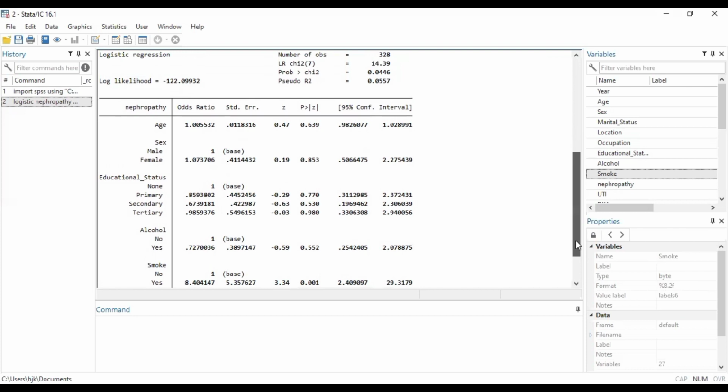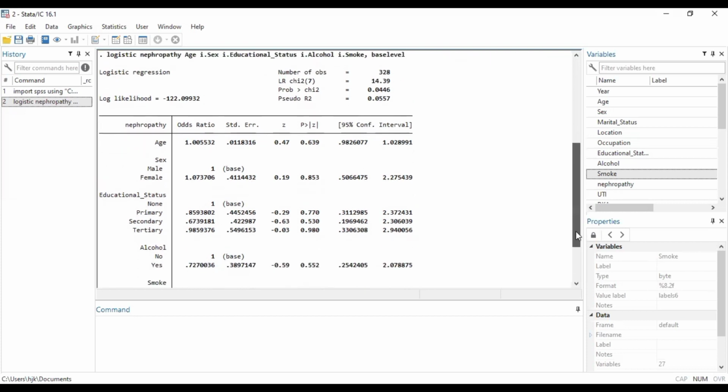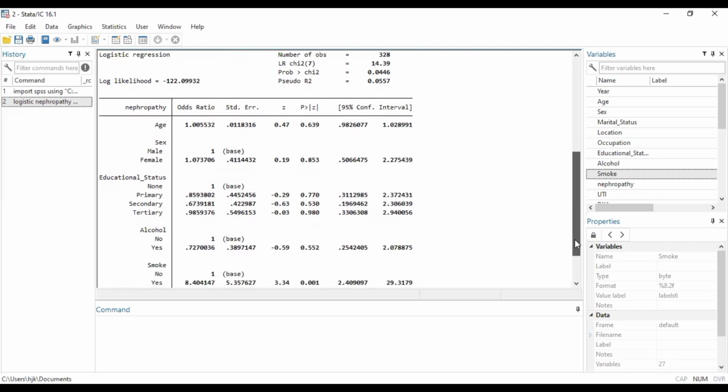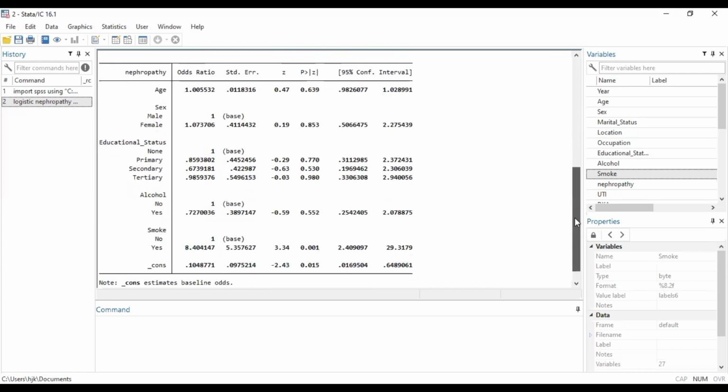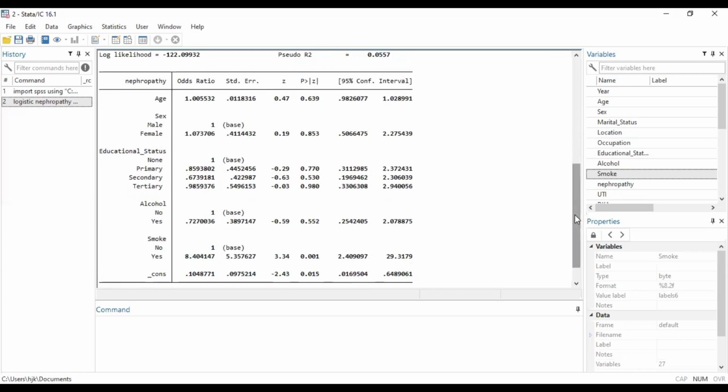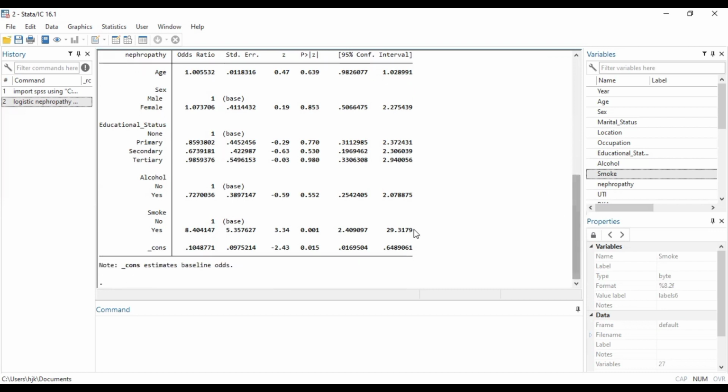All the rest are not statistically significant. So we will not make any conclusions about whatever odds ratio we are getting. It simply means they have happened by chance, or the chance element of those things happening is so high. This, for example, is 63.9%, which is very high. This is 85.3%. So the chance element is quite high, and so we cannot rely on it.